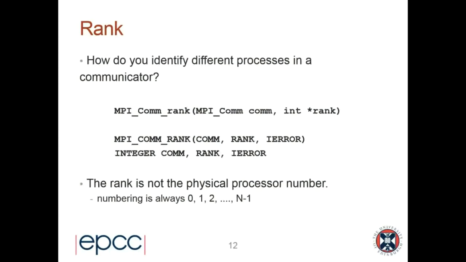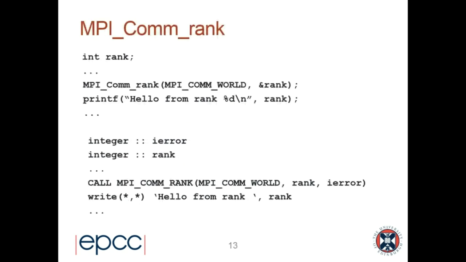This is a bit of a nightmare for Fortran programmers because the ranks go from 0 to n minus 1, not from 1 to n. So that's going to catch you out as a Fortran programmer. You need to remember that the ranks go from 0 to n minus 1, not 1 to n. And so it's maybe easiest if we see it in a real program.